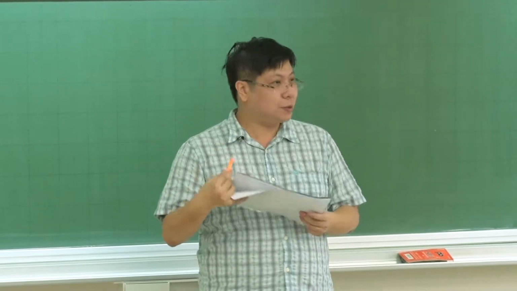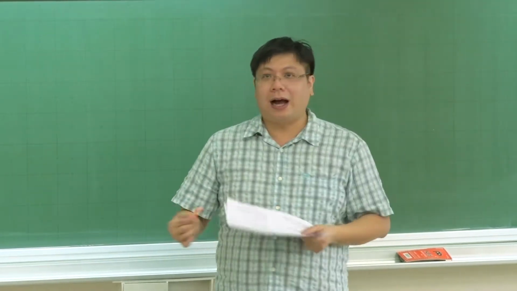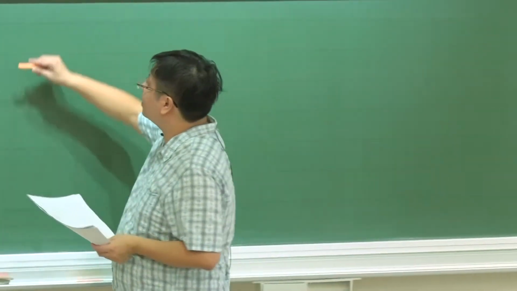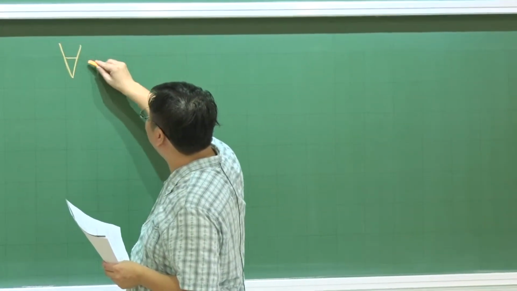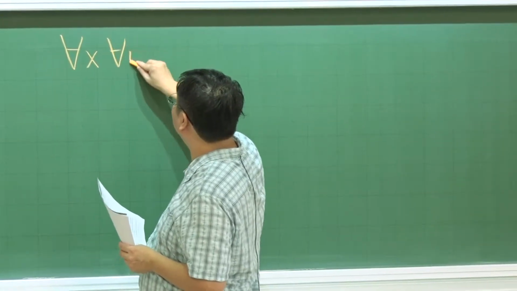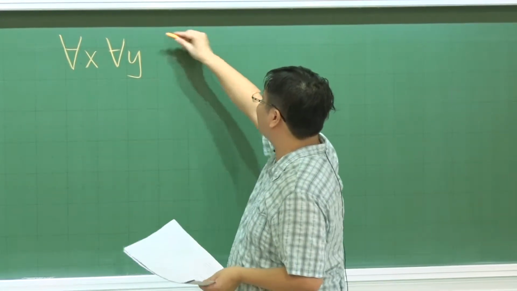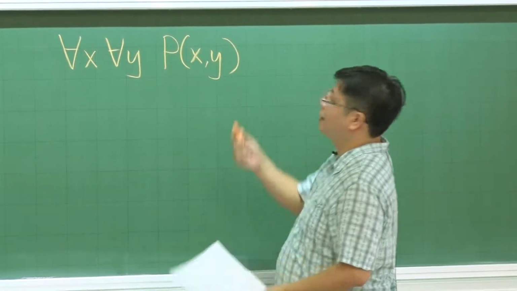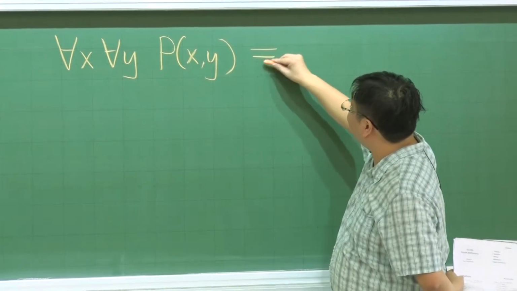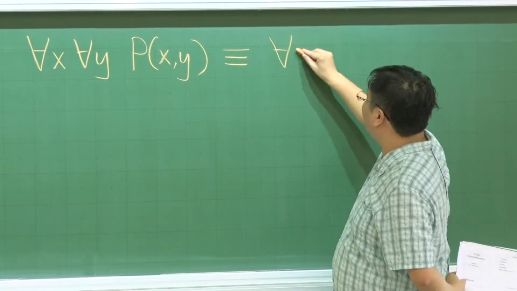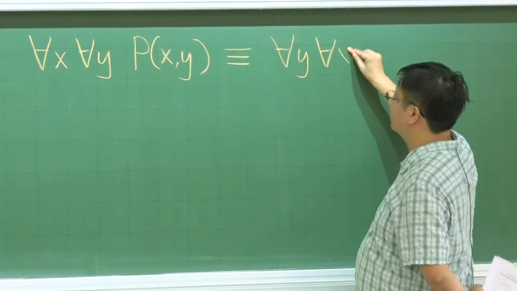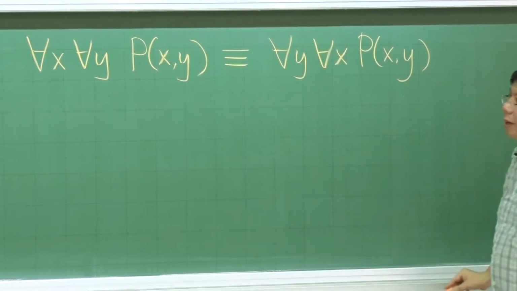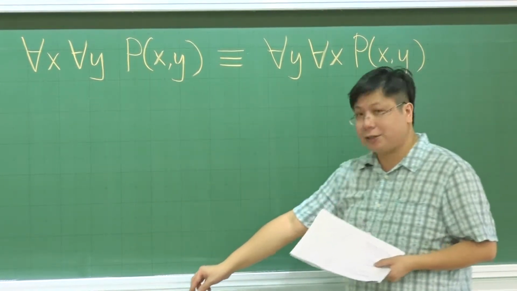So about quantifiers, I want to talk about two logical equivalences. The first one I've already told you. For instance, you have for all x, for all y, P(x, y), where this is a proposition about x and y. Then this one is logically equivalent to for all y, for all x, P(x, y). So the ordering of the for all can be exchanged.